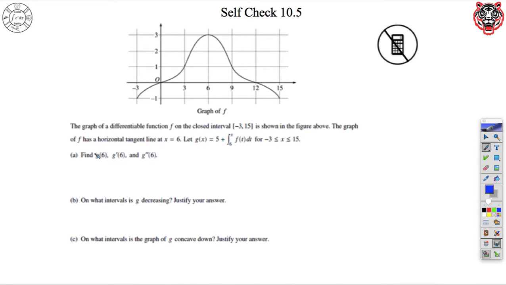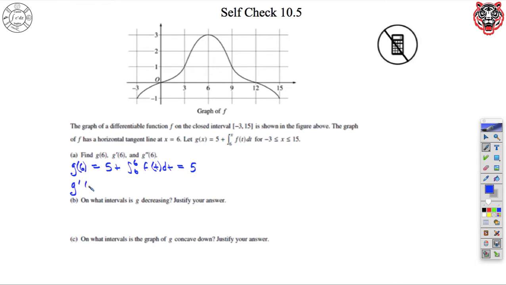Let's go through this. So we have this graph. We're finding g of 6, g prime of 6, and g double prime of 6. So g of 6, what does that mean? That means I'm plugging in 6 into all the x's here. So this is going to be equal to 5 plus the integral between 6 and 6. And I can just stop right there if I wanted to, because I know the integral of 6 to 6 is just going to be 0. But for the sake of being technical, I'll write this out. That's just going to be 5, because the integral between the same number and the same number is 0. So this is 5 plus 0, which is just 5.